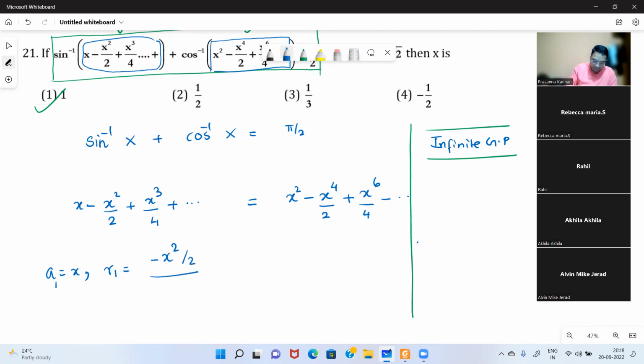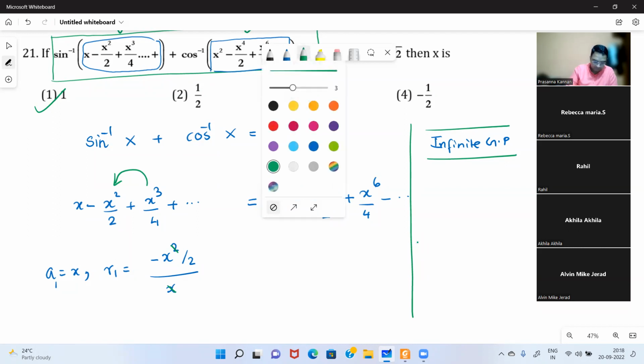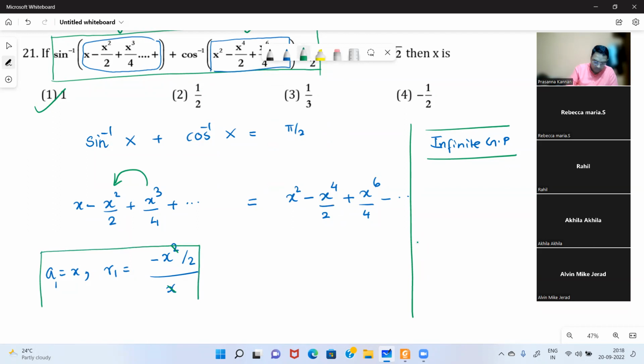Minus x square by 2 divided by x. If you cancel this, what do you get the ratio as? Minus x by 2. If you want to check whether it is a GP or not, you check the third divided by the second. Then also you should get minus x by 2, correct? Therefore, it is an infinite GP. A is x and R1 is minus x by 2.